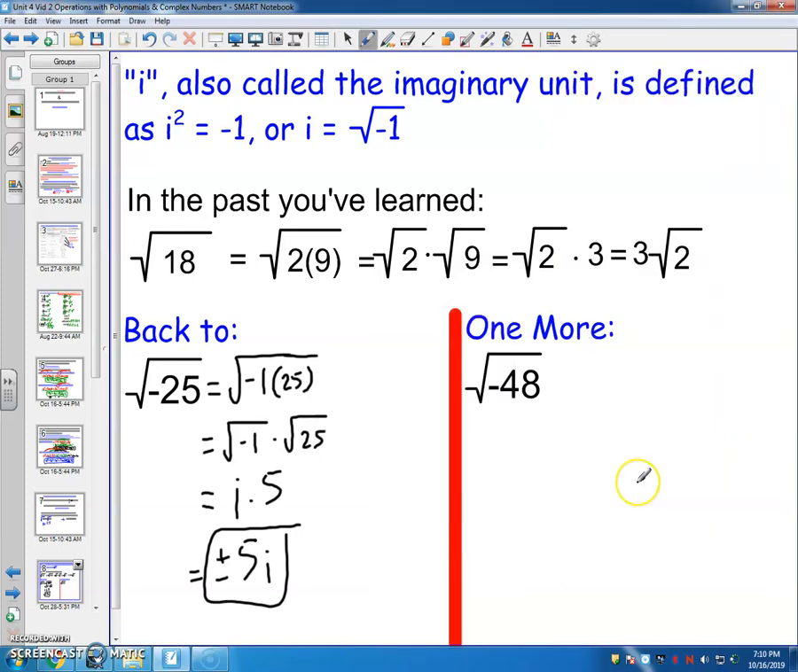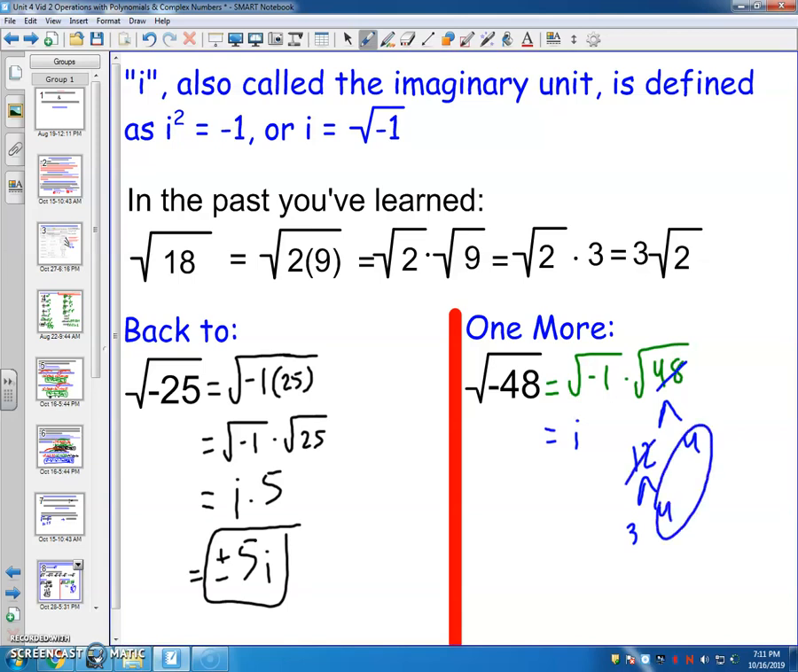Here's another one. I'm going to solve this a little differently. So we know that this is the square root of negative 1 times the square root of 48. We know that this is i. Now the square root of 48, hopefully you learned this method, 12 times 4. This is 3 times 4. Here's a pair. For pairs, they go outside, and the non-pairs stay inside. So this is i times 4 root 3. Final answer, I'll go back up here: 4i root 3.